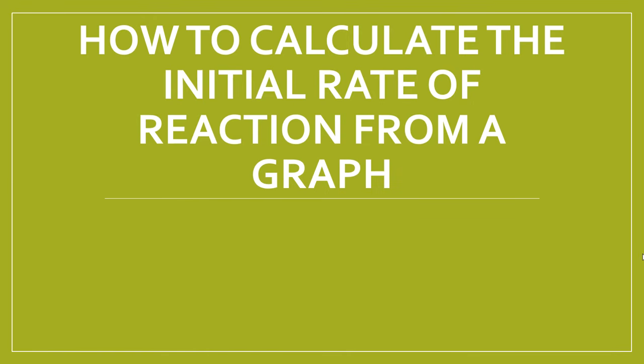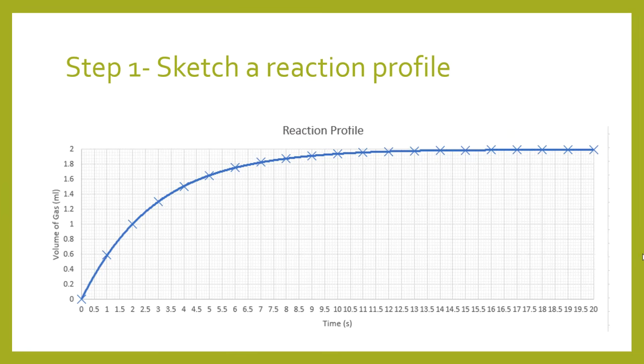In this short tutorial, I'm going to teach you how you can calculate the initial rate of reaction from studying a graph of a reaction. So in this example, we're going to start with a sketch of a reaction profile. You have to convert your data into a graph to be able to do a calculation that involves a graph.